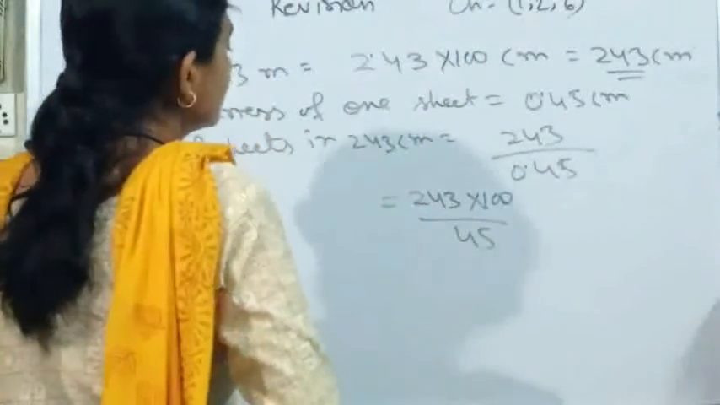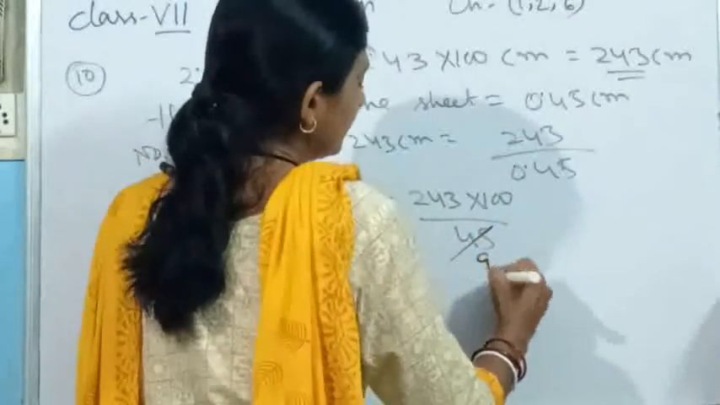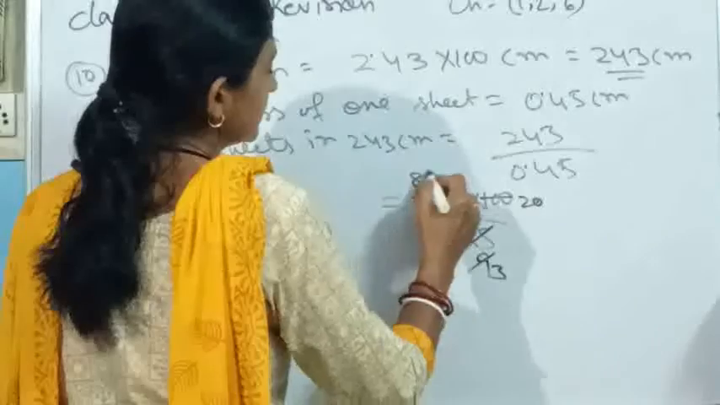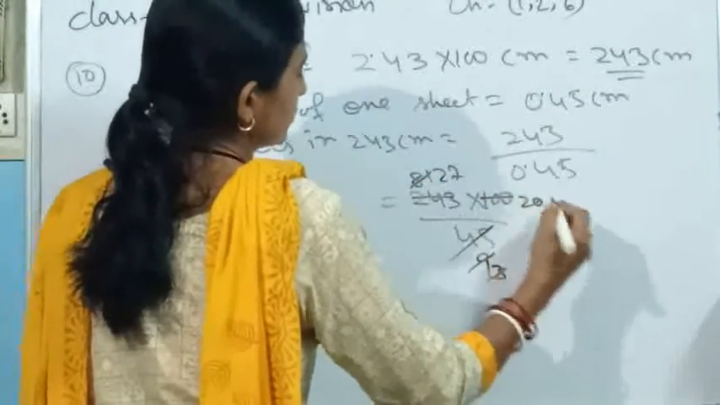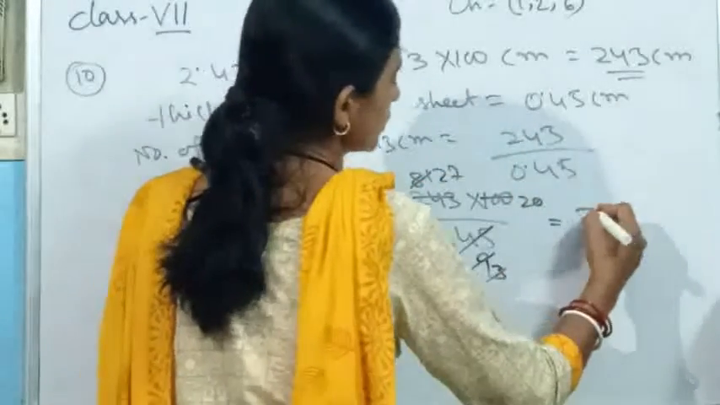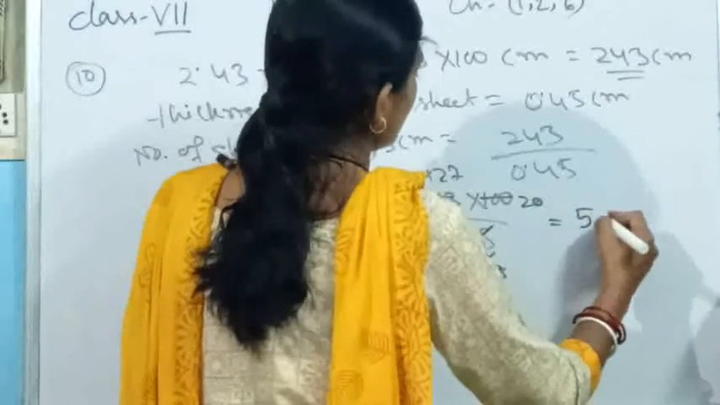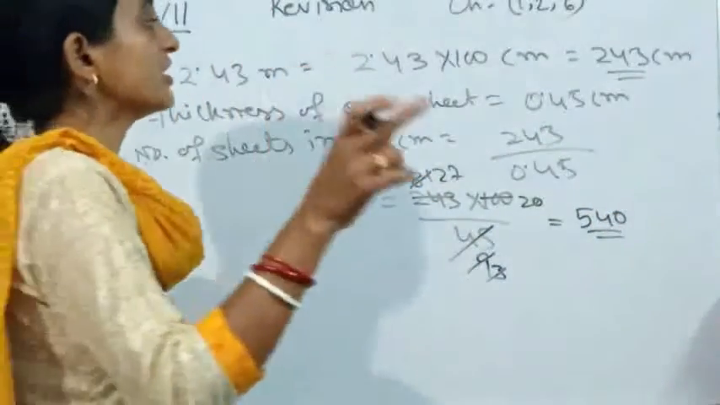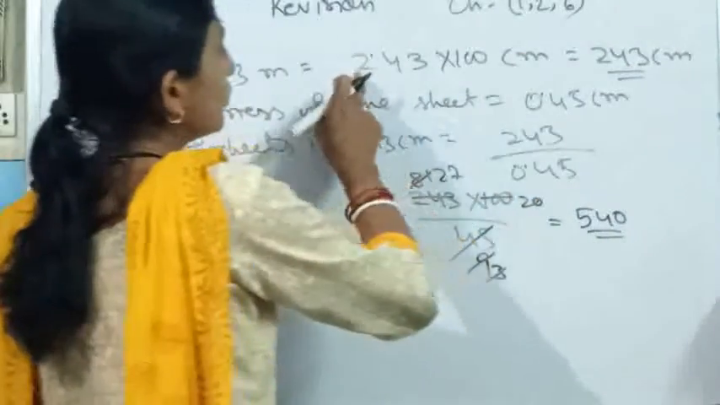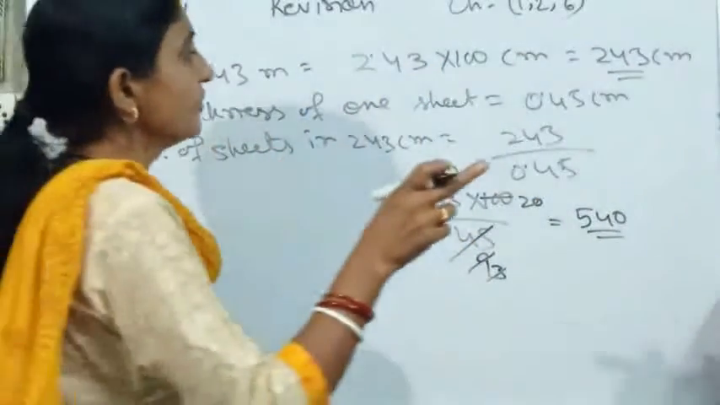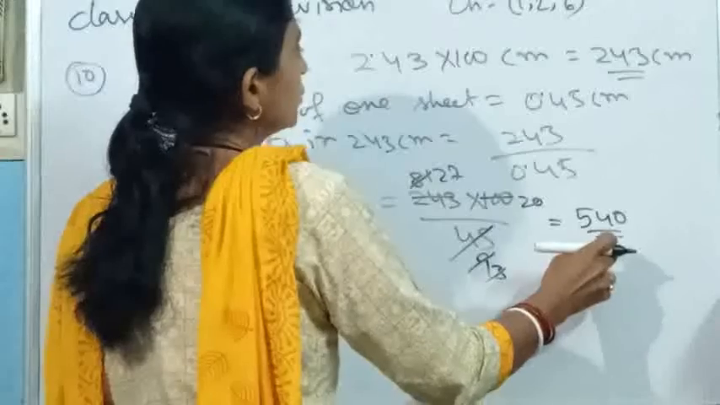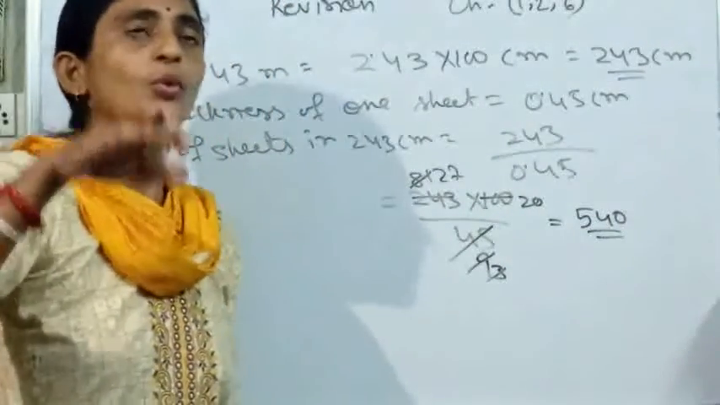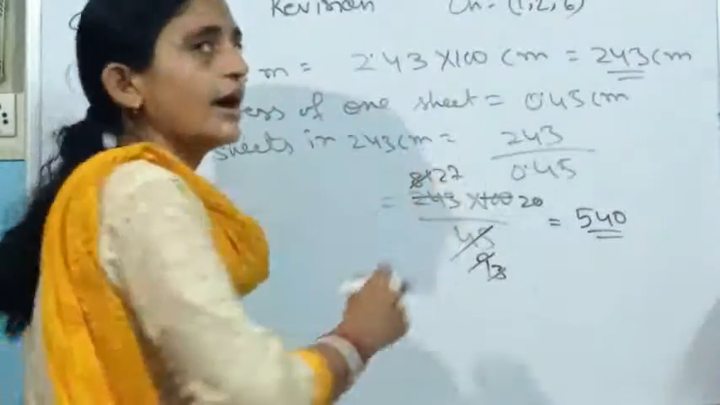Okay, now let's try to cancel it by 5. 5 9s are 45, 5 20s are 100. Then here 3 3s are 9, 3 8s are 24. Then 3 27s are 81. If I am multiplying these two, 27 2s are 54, so it will be 540. So how many sheets are required to get a height of 243 centimeter or 2.43 meter? It will be 540 sheets are required here to keep one above another to get this height or that thickness.